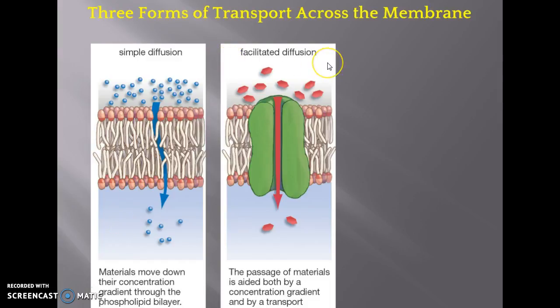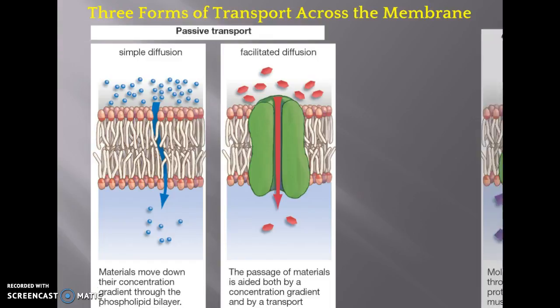Now, facilitated diffusion, that is when we have a high concentration and we're moving to a low concentration. We do not need energy, but these molecules are just slightly too big to pass through, so we're going to use one of our integral proteins to do that. Those molecules can fit through this channel and pass through. Okay, so those are the two kinds of diffusion.